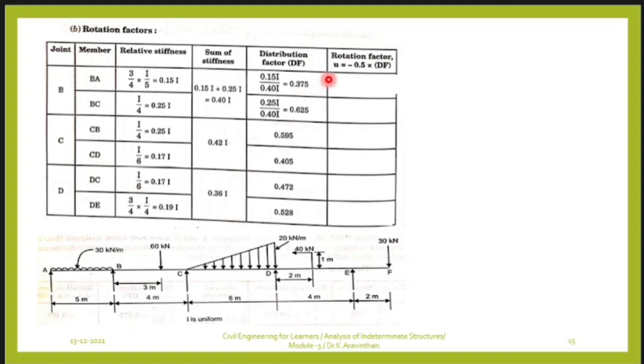Now the last column, which is rotation factor, is indicated by the letter U. What you have to do is distribution factor multiplied by minus 0.5. So you will be getting these answers. Everything is minus here. Always remember that rotation factor will be in terms of minus. Distribution factor always will be in terms of plus. In moment distribution method, all distribution factor values will be plus, but in Kani's method, all rotational factors will be minus.